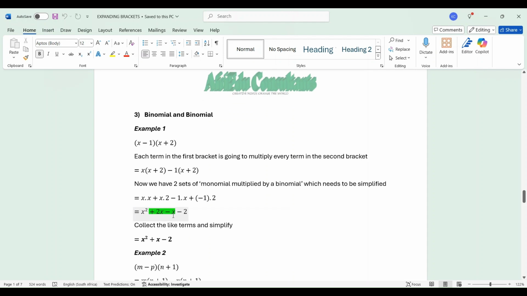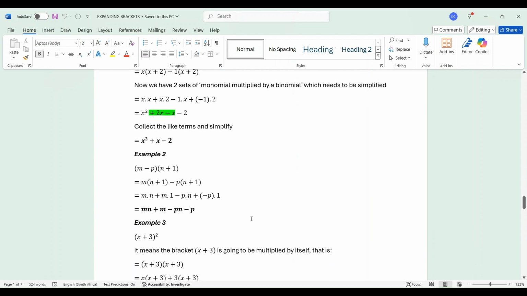Plus 2x minus x, we get an x. Then we write our final answer: x squared, then the part in green, which represents like terms, when simplified gives us a positive x. Then we take the last term, which is minus 2. This becomes our answer.